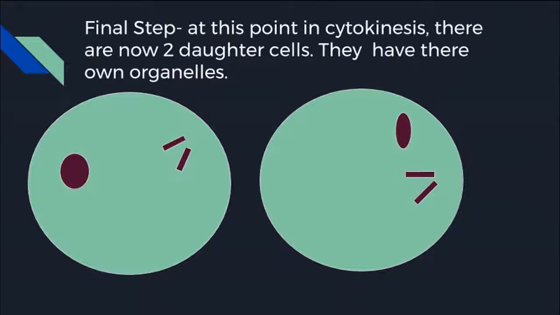The final step of cytokinesis: there are two daughter cells. They have their own organelles.